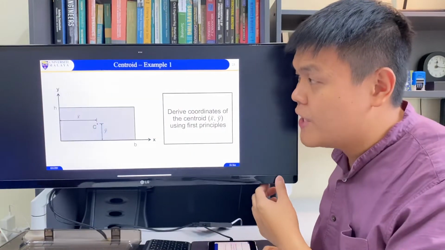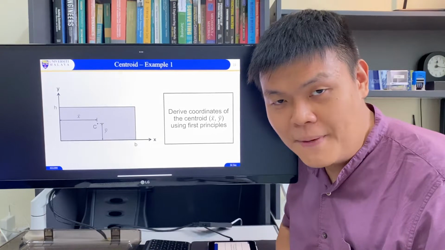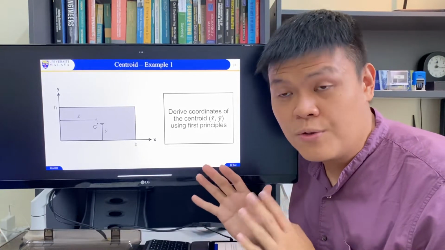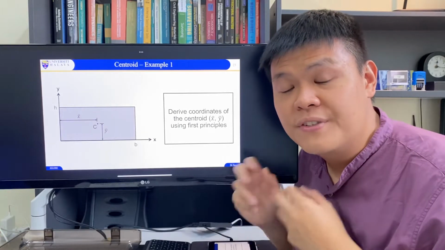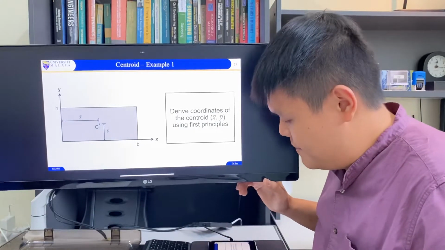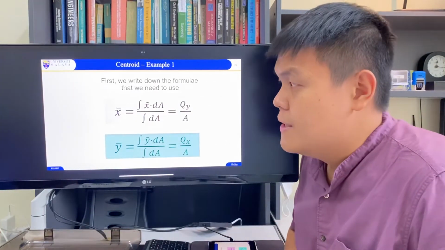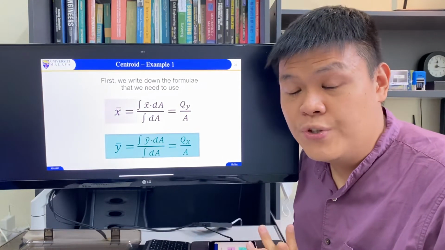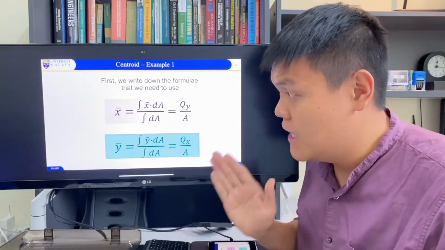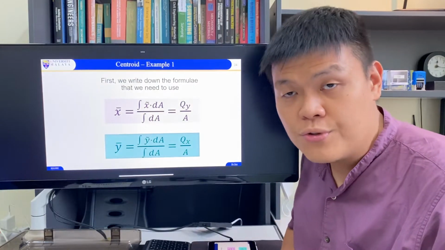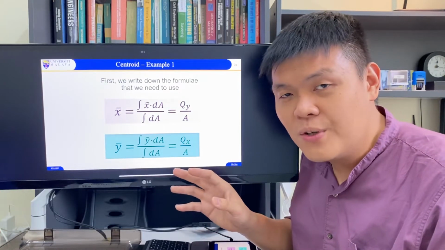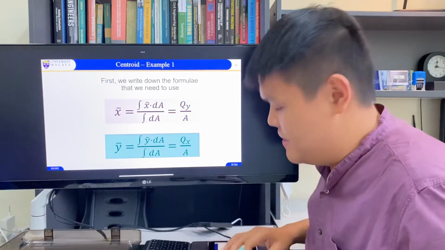Now let's look at an example, but this is a very theoretical example, there are no numbers in this example. We look at the first principles, how to derive this centroid. Now let's write down the formula that we need to use. It's always advisable whenever you're solving problems to always write down the formula that you need to use, so that you can visually see which variables or unknowns I need to find out.